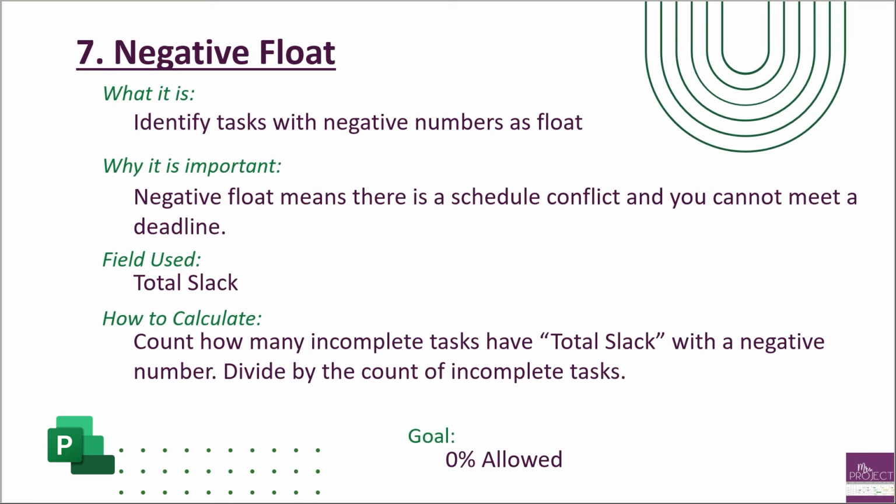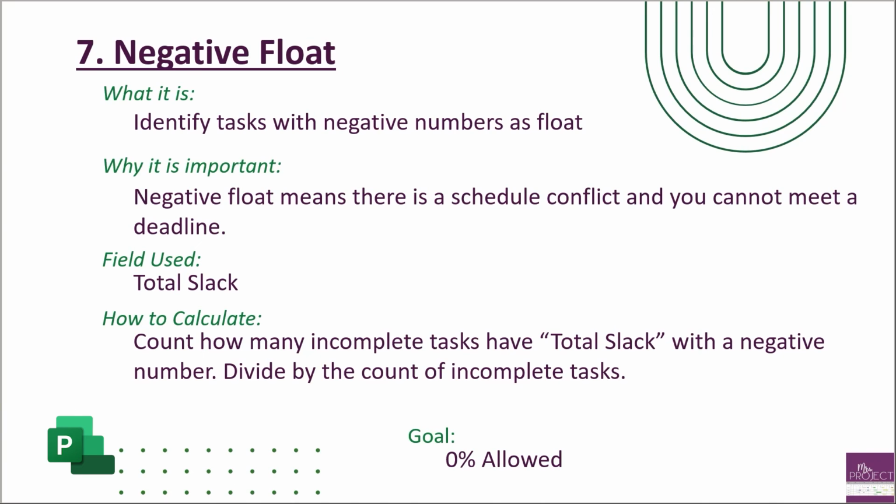So a recap of negative float is it's identifying all the tasks that have negative numbers in the total slack column. So you're going to look at that total slack field and identify anything that has a negative float in it. If that task has a negative float, it means that it can't meet the deadline that you've set for it. Somewhere along the line, you have set a constraint and it's saying that you can't meet your project's end date if you're going according to plan.